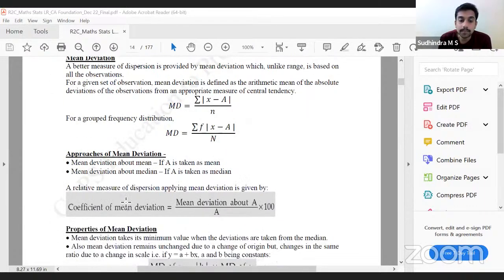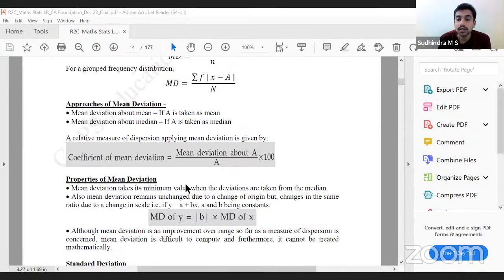Then properties of mean deviation. In case of median, we had discussed absolute deviations are minimum when it is taken from median. Here, what are we taking? We are taking absolute deviation, modulus of x minus a. So, mean deviation is minimum when the deviations are taken from median.